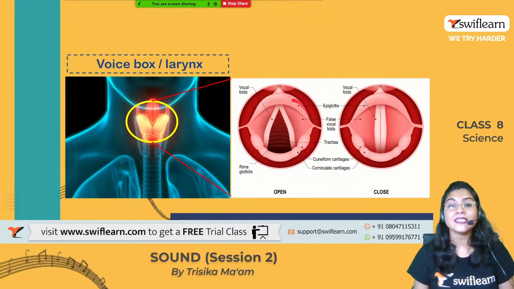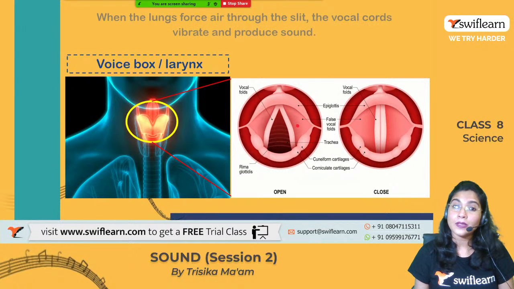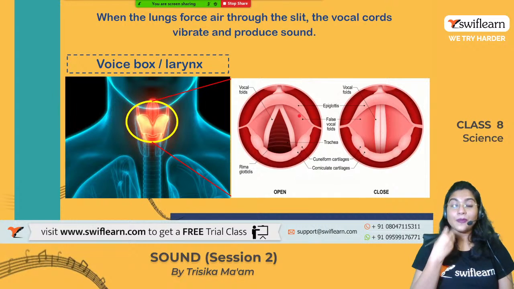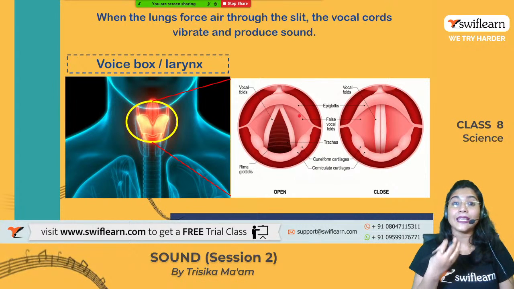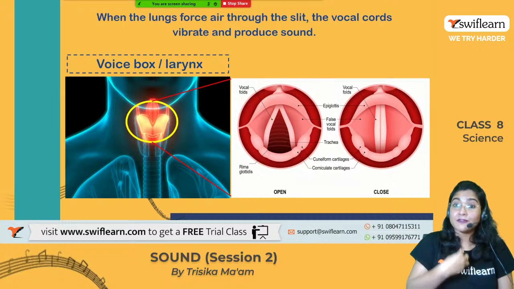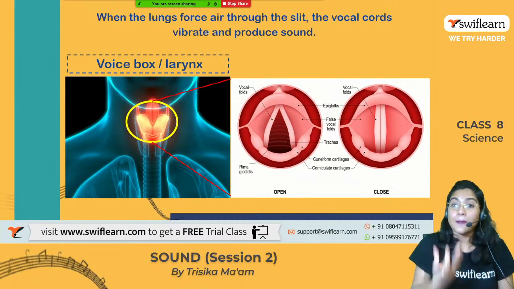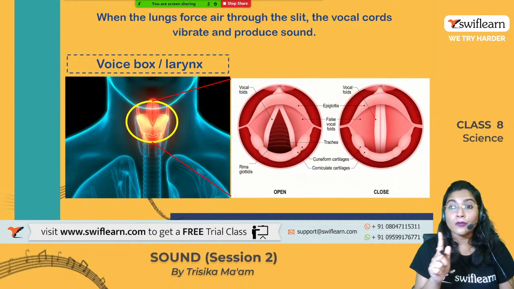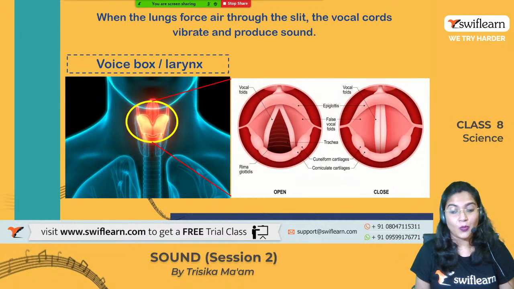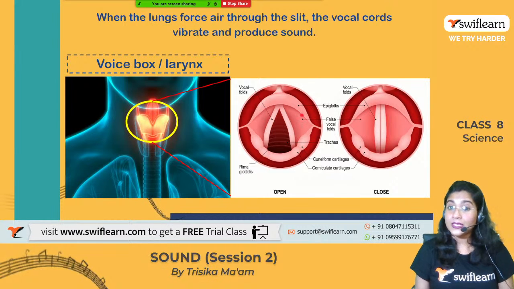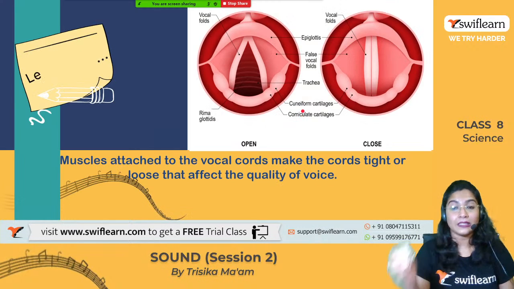Exactly. So this is the vocal fold where the vibration actually happens. So when the vibration happens, when we speak something, what happens? The air within the lungs is forcibly coming through the slit, and when the air is coming through the slit, the vocal cords get vibrated and it produces the sound. So we will demonstrate that with the help of another thing, right?